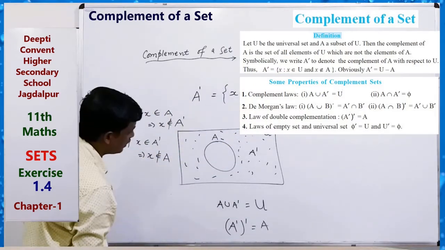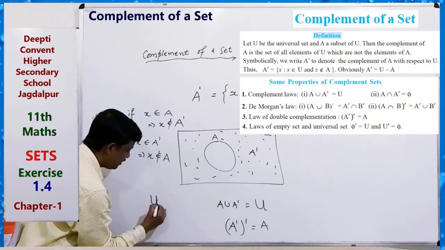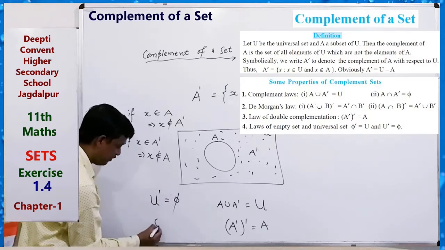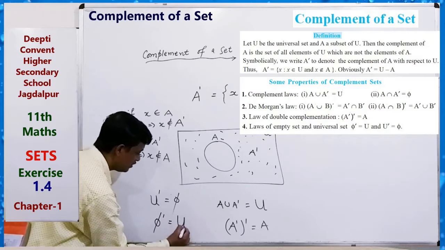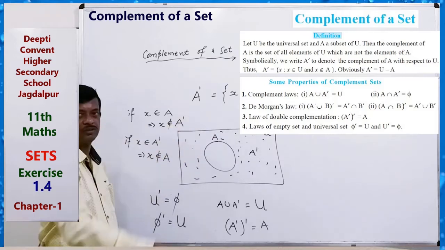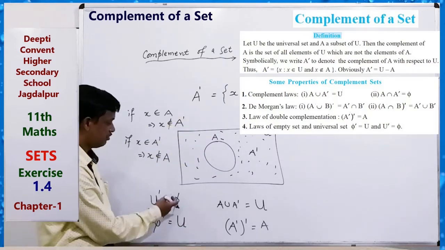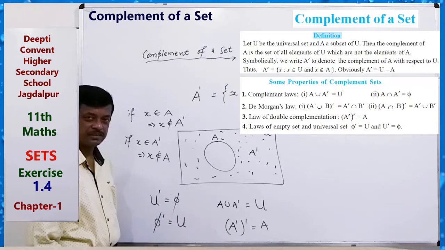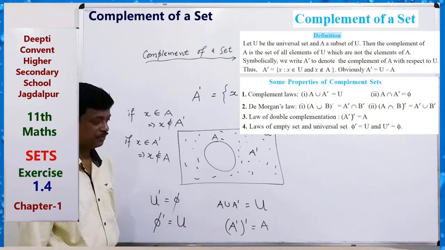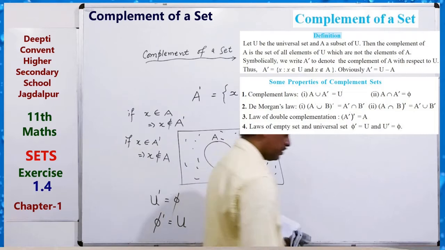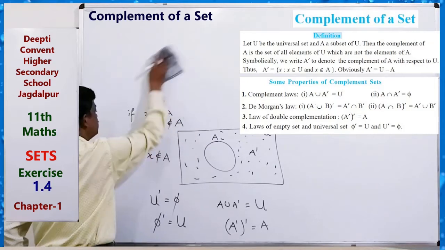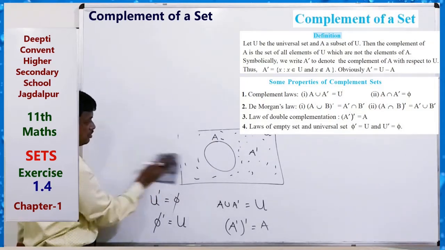From here it is also clear that universal set dash is phi and phi dash is universal set. Very clear. Elements of U dash means except U. Except U is what? Nothing, phi. And phi dash means except nothing, that means all the universal set. So these are the important properties of operations with sets. These are useful for solving questions.